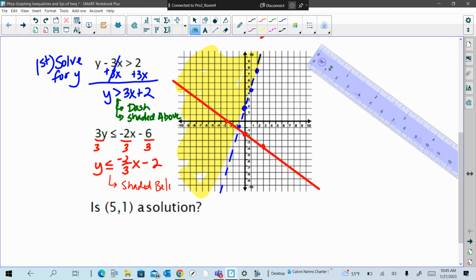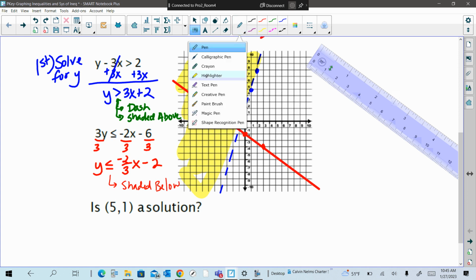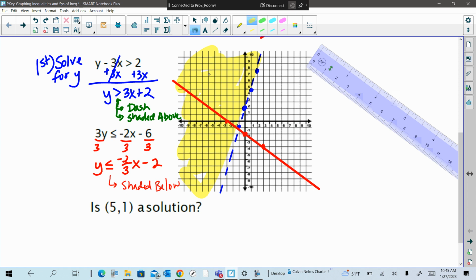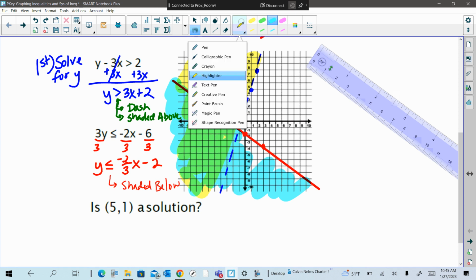Okay, so I'm going to get a different color, guys. So the key is to find where the shading would overlap. Okay, so I'm going to do blue for my second one. And hopefully, if I'm below, it's here. And my yellow and blue make green. So there's my overlapping region where it gets darker. Y'all see where it gets darker? Okay, so this is our solution.